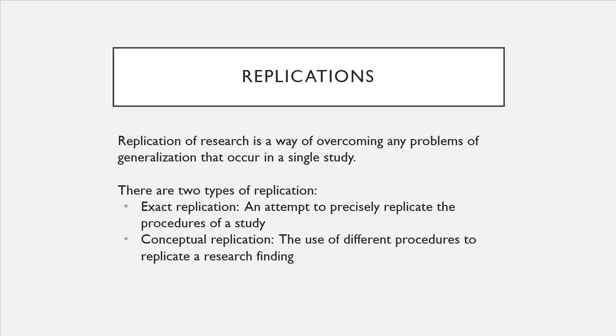A conceptual replication is where we use different procedures to replicate a research finding. So maybe instead of using a particular measurement of happiness, we use a different measurement of happiness. So we can generalize to different measurements or different instruments, and we could also generalize to a different population. So as long as we're measuring the same basic concept and getting to the same conclusion, we can use a conceptual replication without having to use the exact same method and procedure as the previous study.